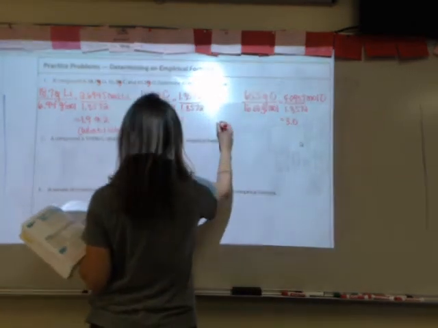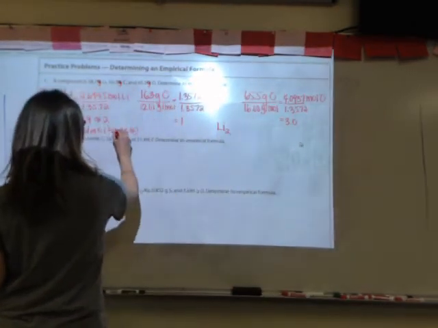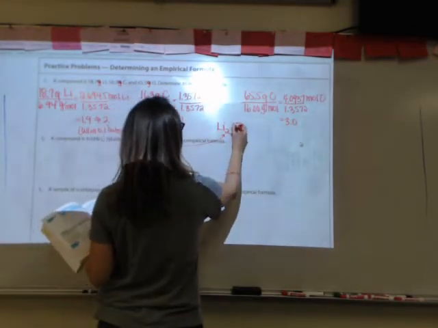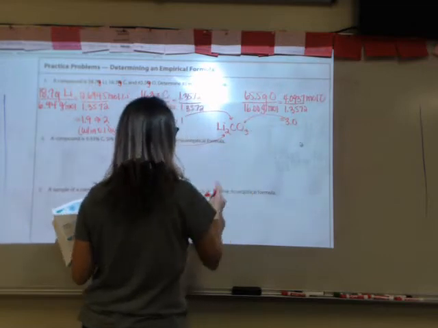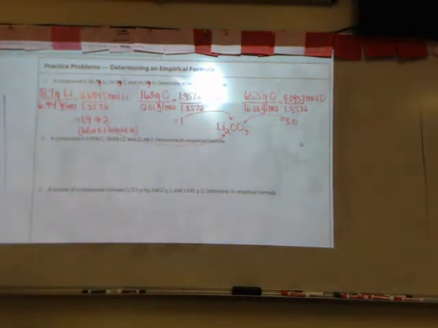My empirical formula is Li2. The 2 comes from here. And C, I have 1 of them. And then I have 3 oxygens. So Li2CO3 is the empirical formula.